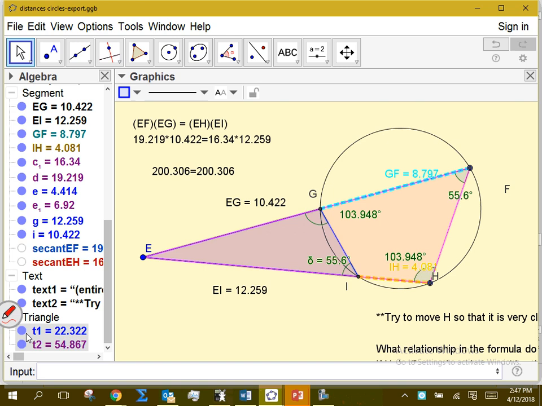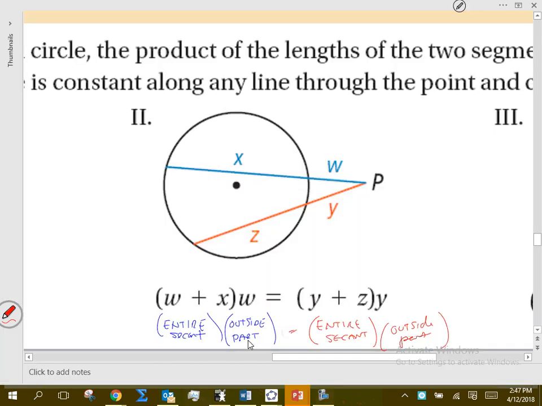Therefore, we should still have proportional sides. When we do a little bit of cross multiplying, we see that we get the idea of this formula, where it's an entire secant multiplied by the outside part equal the entire secant multiplied by the outside part. Okay? So these would maybe be the extremes in our proportion for similarity, and these would be our means. Okay?